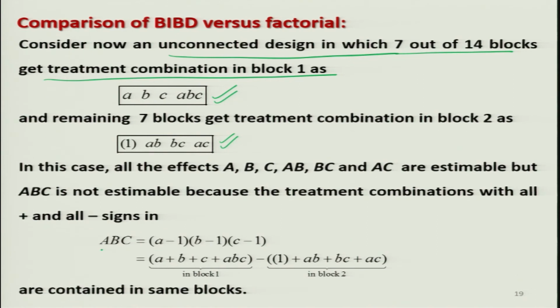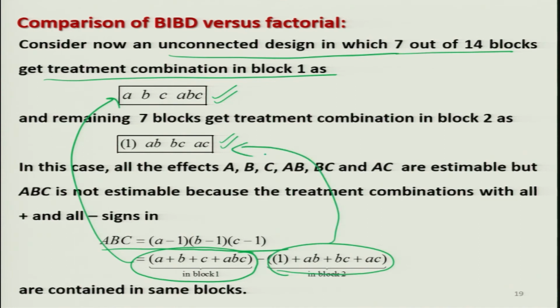So, I am writing ABC as (a minus 1)(b minus 1)(c minus 1), and whatever treatment combinations appear with the plus sign, I put them in block number 1, and whatever treatment combinations appear with the negative sign, I put into block number 2. So that ABC is not estimable.